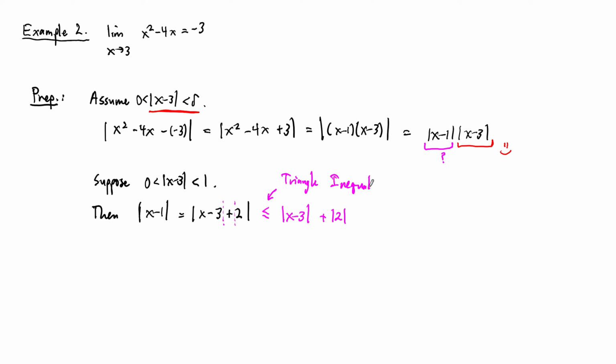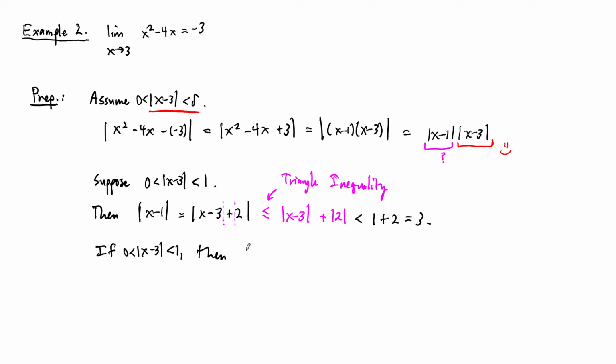So triangle inequality. It basically just says that the length of one side of a triangle is always less than or equal to the sum of the lengths of the other two sides. All right, and this is, of course, based on our argument here, less than 1 plus 2, or 3.